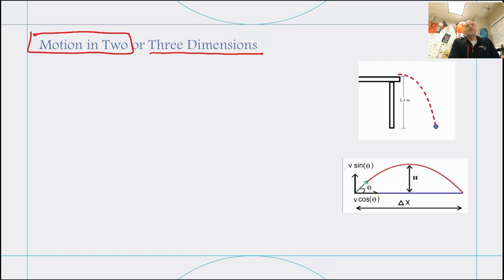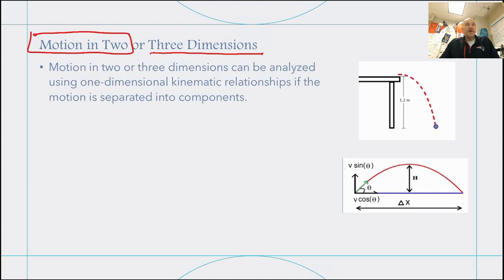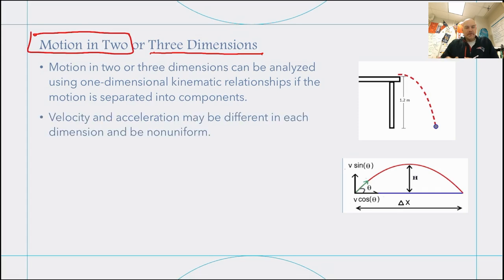And we touched a little bit on it in the last video when we talked about relative velocities and frames of reference. So let's get started. Motion in 2 or 3 dimensions can be analyzed using the one-dimensional kinematic relationships if the motion is separated into components. That's the big thing with projectile motion, because the object will move horizontally and vertically, but you can use those kinematics equations to establish those relationships.